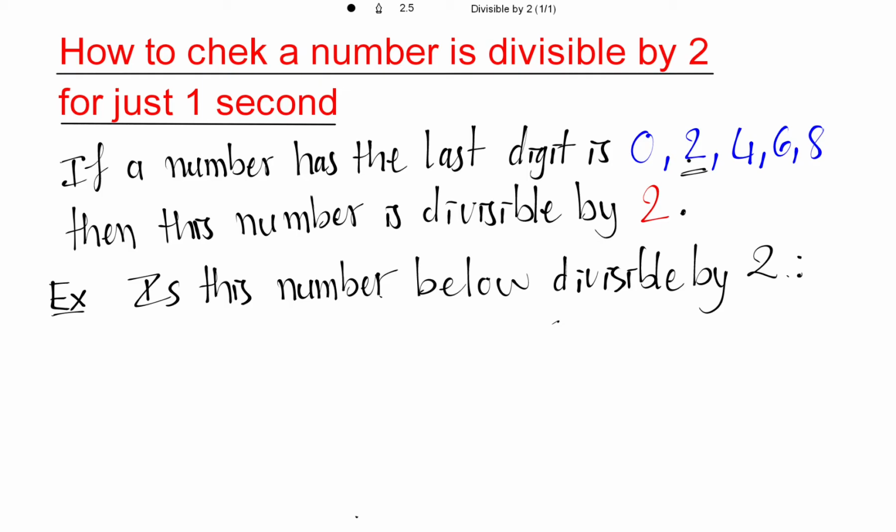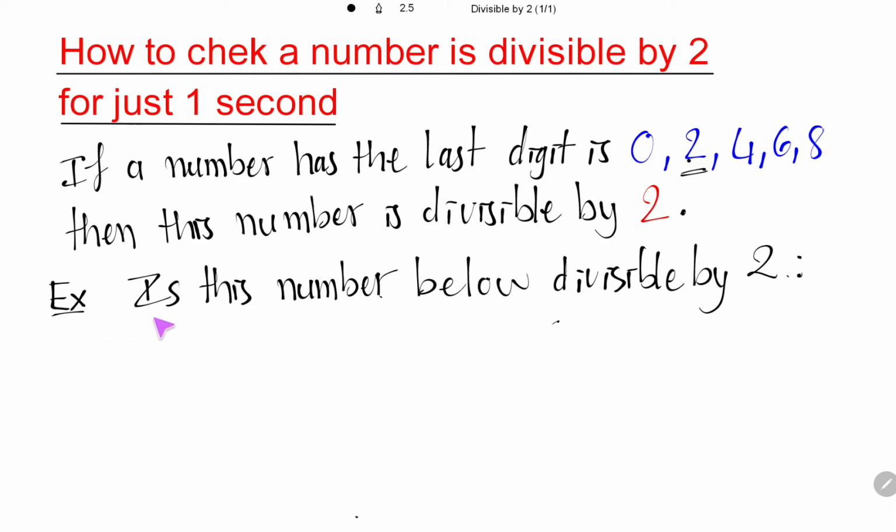Okay, now let's see the divisibility rule. If a number has the last digit is 0, 2, 4, 6 or 8, then this number is divisible by 2.